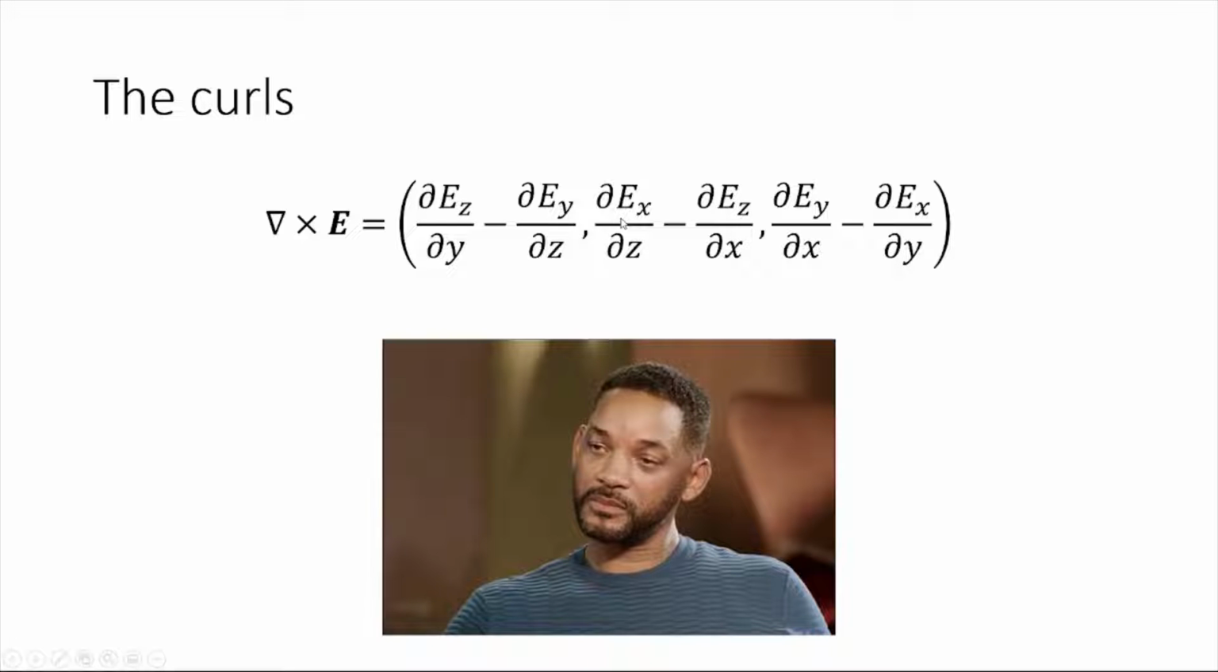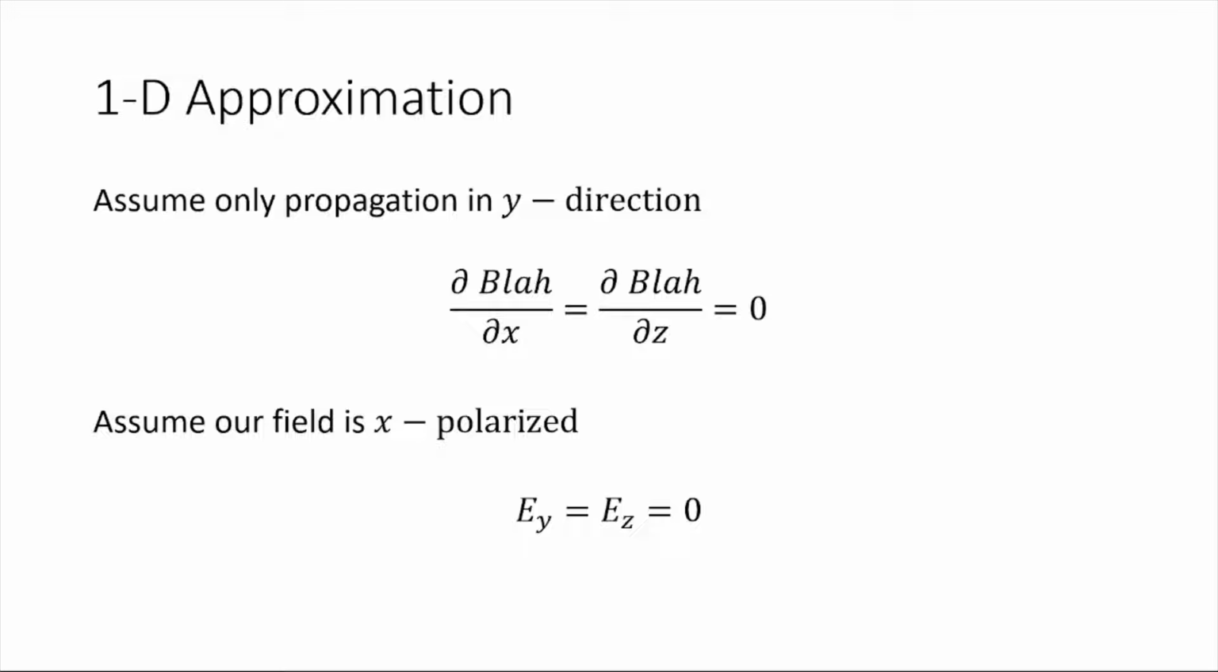This is why I'm going to go into 1D, because jumping straight into 3D FDTD is quite difficult. So we're going to use the 1D approximation. We're going to assume that propagation only happens in the y direction, so any x derivative or z derivative is equal to 0. And we're going to assume that our field is x polarized, so the only component of the electric field is the Ex component. So Ey and Ez go to 0.